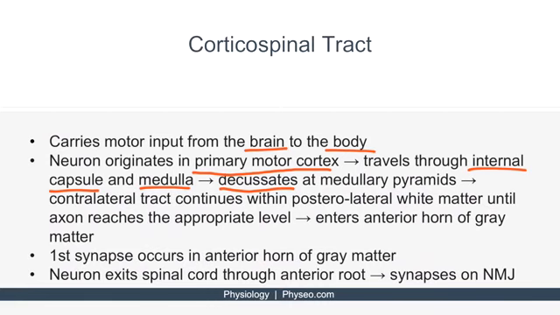and then the contralateral tract then continues down within the posterolateral white matter until the axon actually reaches the appropriate level. And then at that point, it enters the anterior horn of the gray matter within the spinal cord. And this is where the first synapse occurs. It actually occurs here in the anterior horn, and then the second neuron exits the spinal cord through the anterior root. Unlike the ascending tracts, such as the dorsal column and the spinothalamic tract, which came in through the dorsal root, the corticospinal tract exits through the anterior root. And then the second neuron then synapses at the neuromuscular junction.